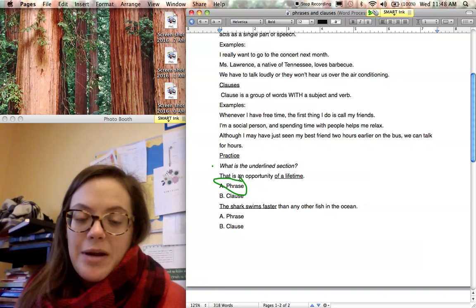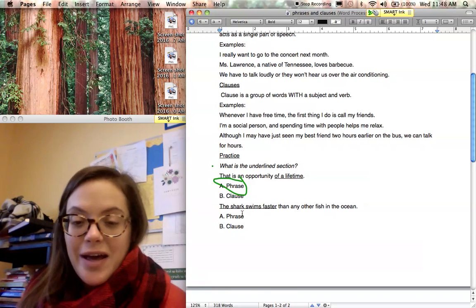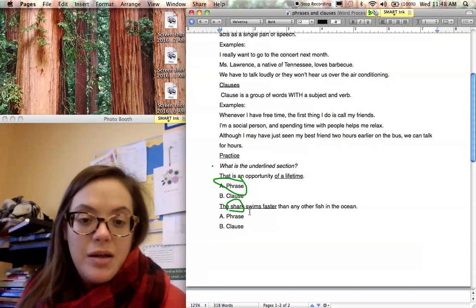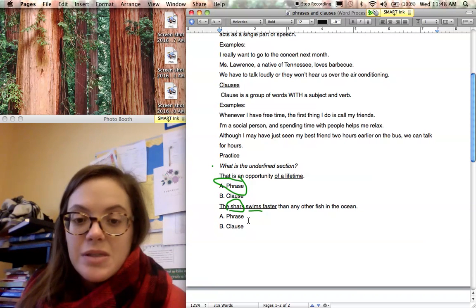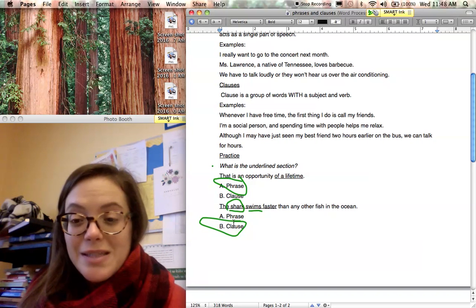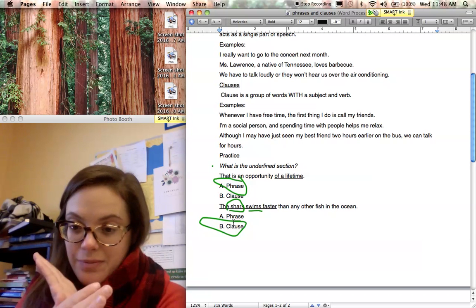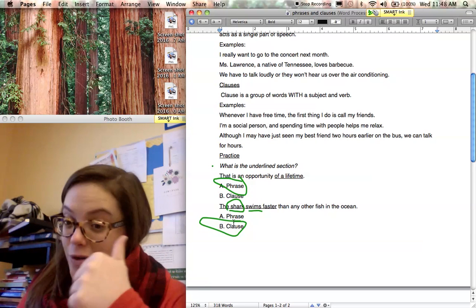Okay. Now my next one, the shark swims faster than any other fish in the ocean. The shark swims faster is underlined. I see I have a subject, shark, and a verb, swims. So that one's going to be a clause. Okay. We'll practice more with this tomorrow. But remember, phrase, no subject and verb. Clause, we do have a subject and a verb.